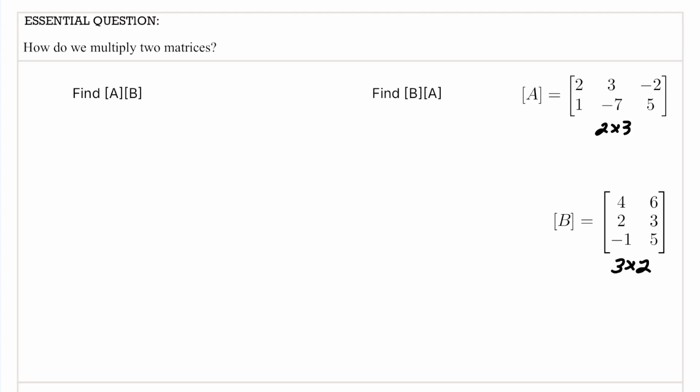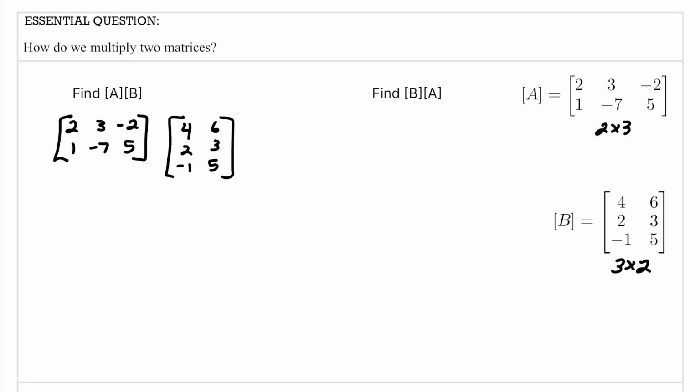So with our first one, we've got A times B. We've got matrix A, which is 2, 1, 3, -7, -2, and 5. And matrix B, we've got 4, 2, -1, 6, 3, and 5. So there is our 2 by 3 and our 3 by 2. So we've got row 1, row 2, and then we've got column 1, and we've got column 2.